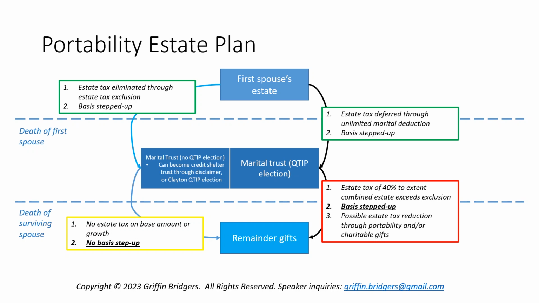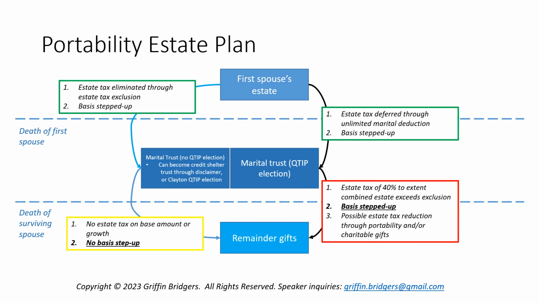So essentially, you can preserve unused exclusion either through or both through the portability election and or by not making the Q-tip election. Alternatively, the survivor could disclaim assets from the marital trust into an alternate credit shelter trust, or through that partial Q-tip election, the non-elected Q-tip assets don't have to qualify for the Q-tip election after that election is not made with respect to them, allowing the marital trust on the left to be administered like a credit shelter trust in a non-Q-tip qualifying form.